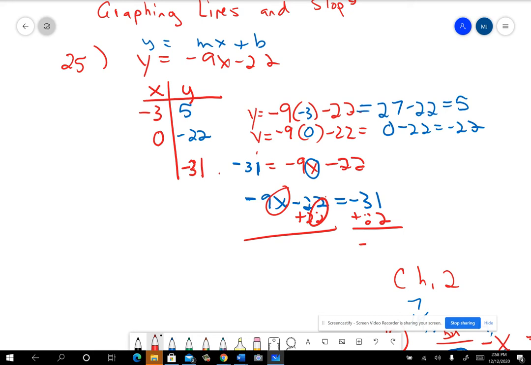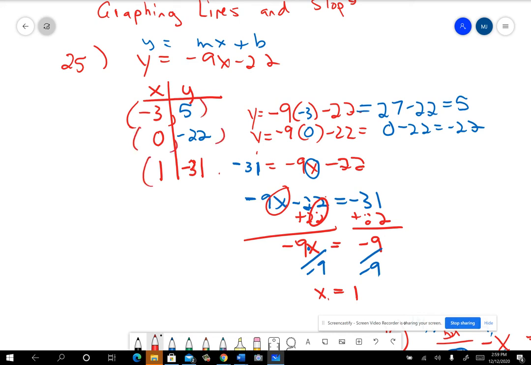When you do, that's going to become a -9. This is going to become a -9x. And then the -9 is multiplied by x, so we'll divide by -9. Okay, so we wind up with x equaling 1 on this one. So when the y was -31, the x had to be 1. And then remember what these really are then. If you had to do anything more like graph, these would be ordered pairs that you could plot in a coordinate plane, etc. But that's all you did on 25, okay?